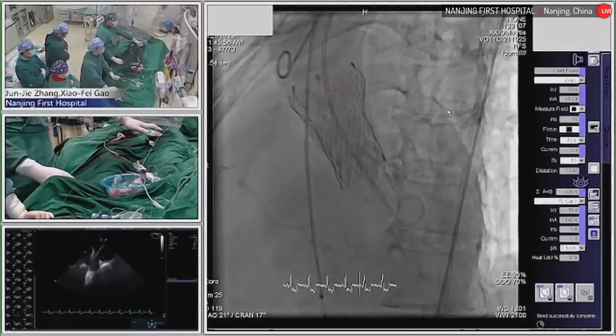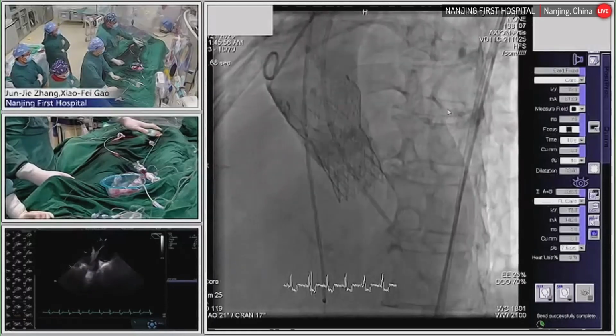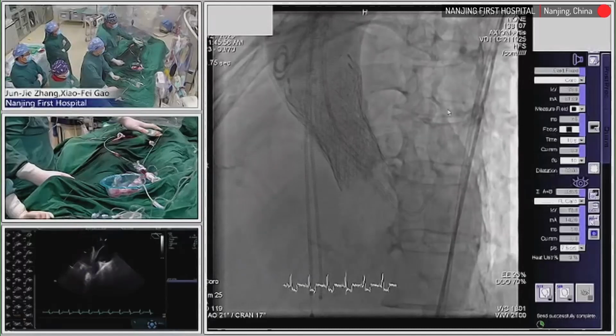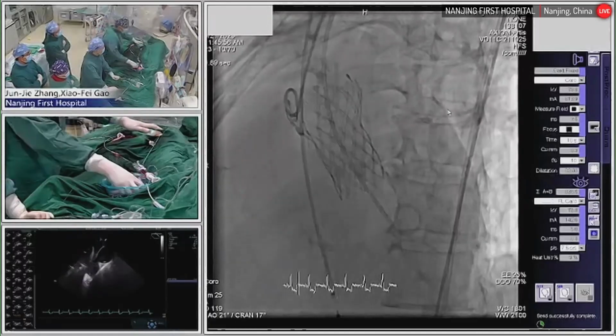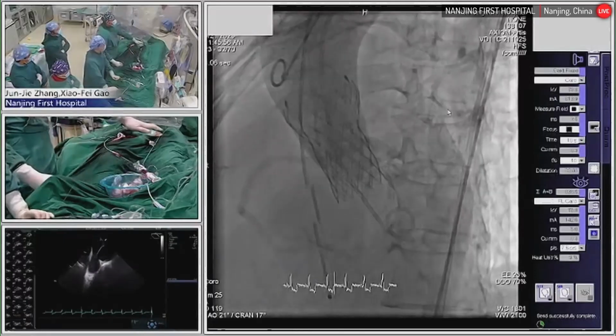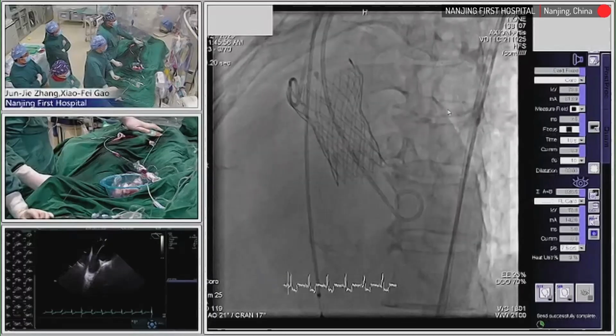Okay, thank you, Professor. Thank you for your great experience sharing with us. My final question about this patient is, this patient has a history of drug-eluting stent implantation 10 years ago, and today he received a TAVI procedure. What's your strategy for the antithrombotic treatment for this specific patient?